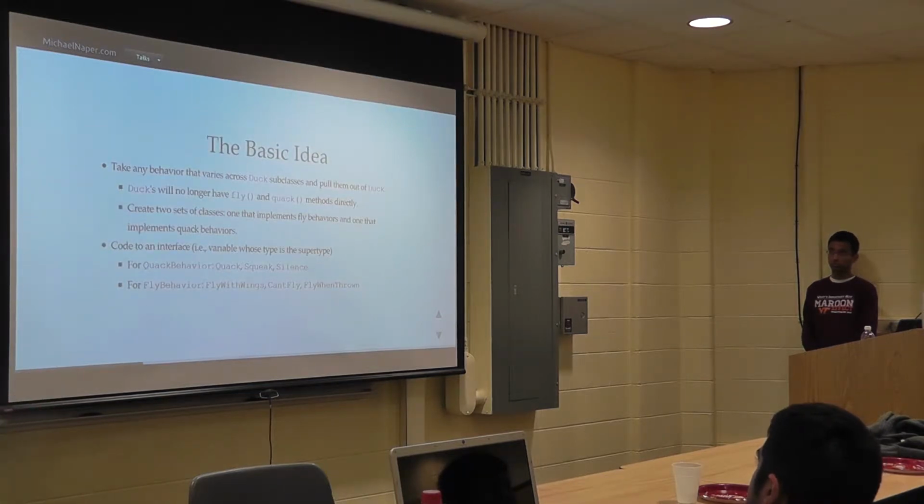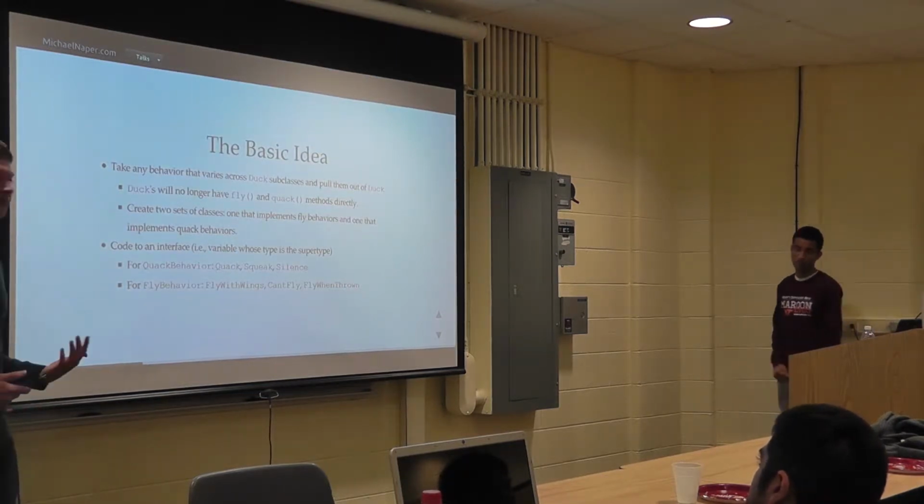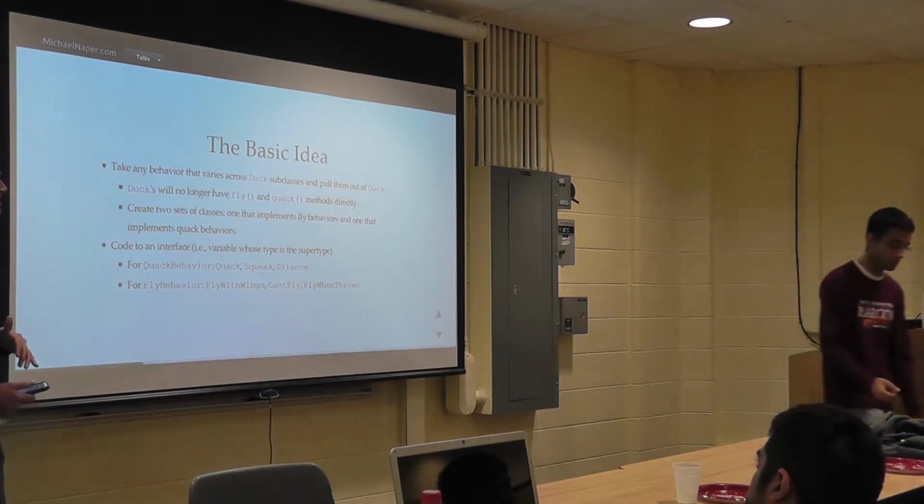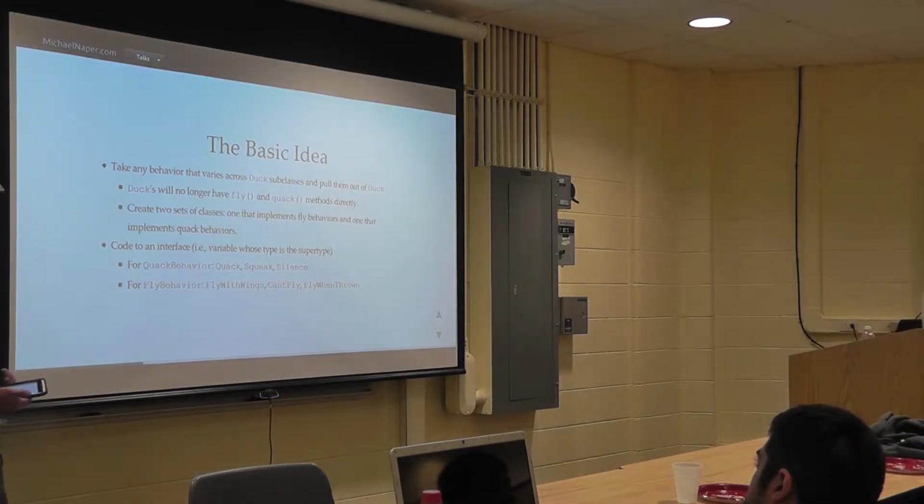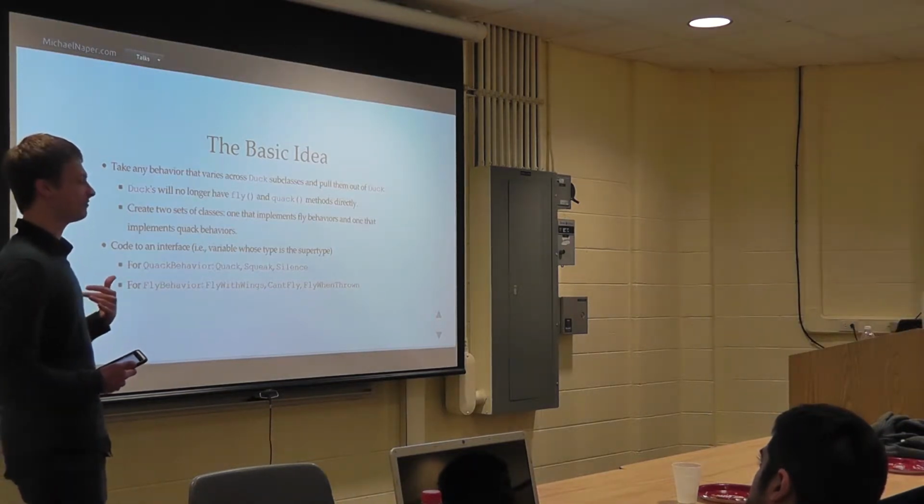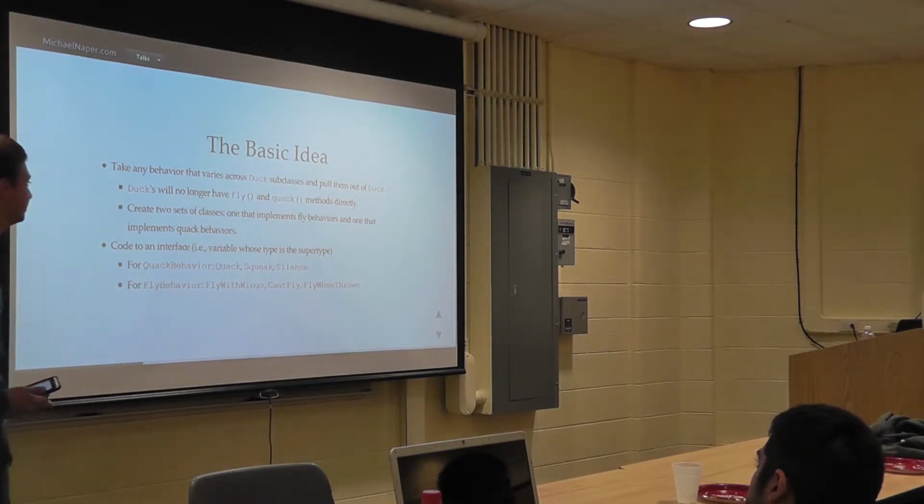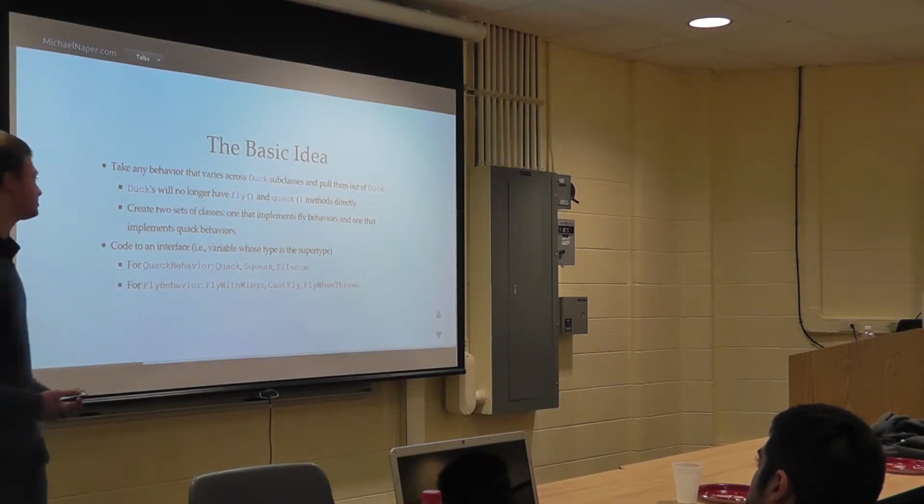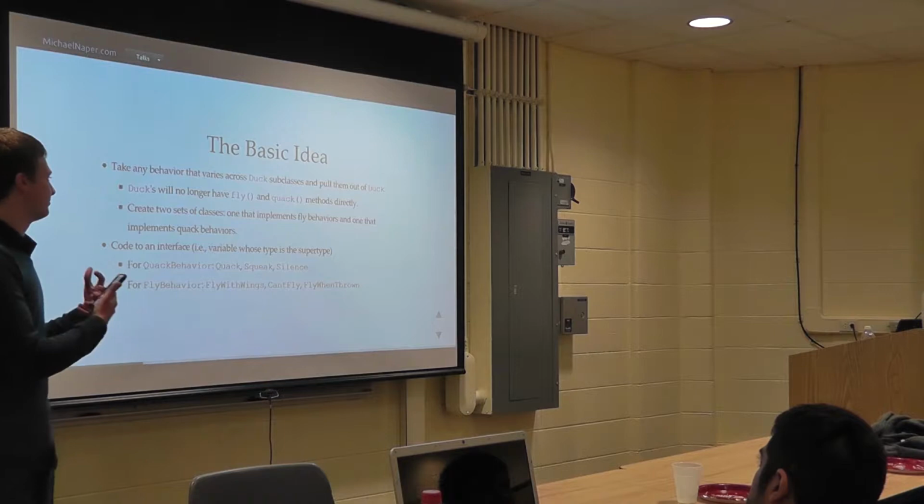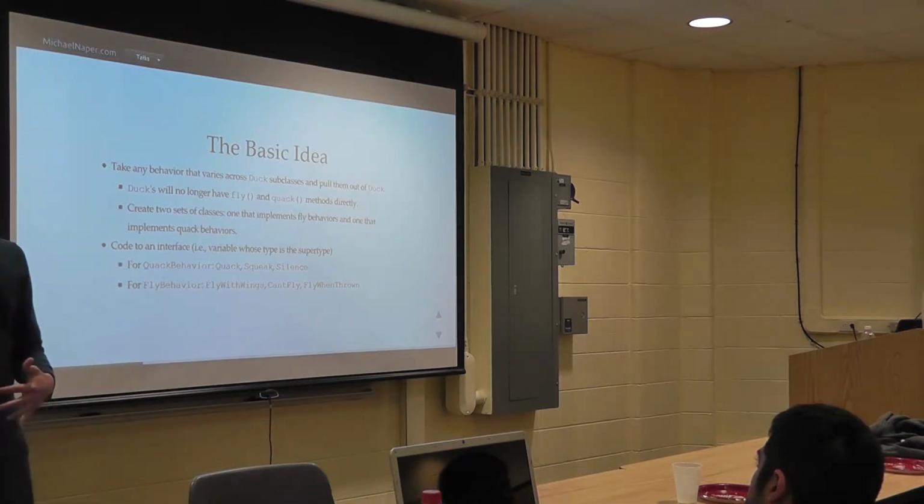So here's the basic idea. We take any behavior that varies across duck subclasses and actually pull them out of duck. So the ducks will no longer actually have fly or quack methods directly, and we create two sets of classes, one that implements fly behaviors and one that implements quack behaviors. So we basically hoist the code from these fly and quack behaviors and put them into classes of their own.